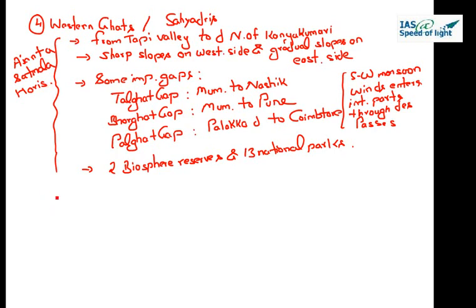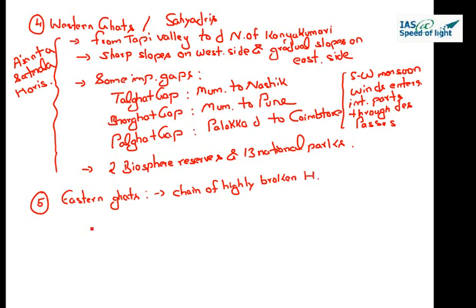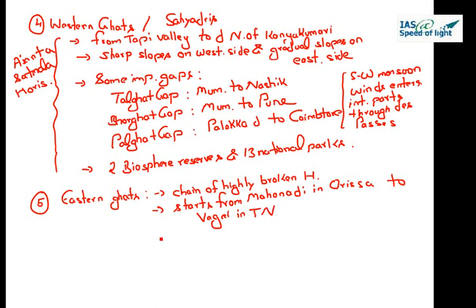Now we come to the fifth division of Peninsular Plateau, that is the Eastern Ghats. The first point which we need to write about Eastern Ghats, it is a chain of highly broken hills. It starts somewhere from Mahanadi in Odisha to Vaigai in Tamil Nadu. We divide it into two parts, the northern part and the southern part.